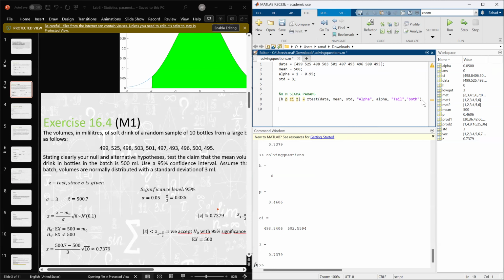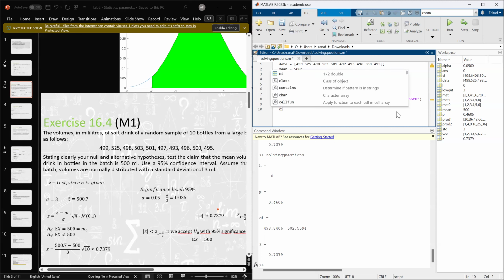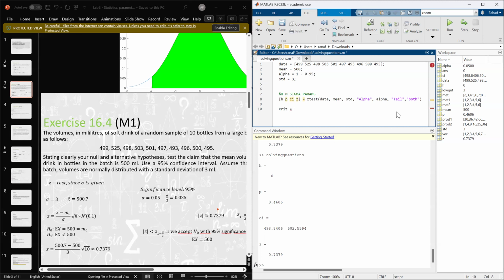One more thing that is used in the questions is the critical value, in all three: z-test, t-test, and chi-square. So for the critical value, since the z-test is for the normal distribution, you use norminv, normal inverse. Now the value will depend on the tails, the alpha value that you give. If the tails are both, then you give alpha divided by 2, and the second value is 1 minus alpha divided by 2.